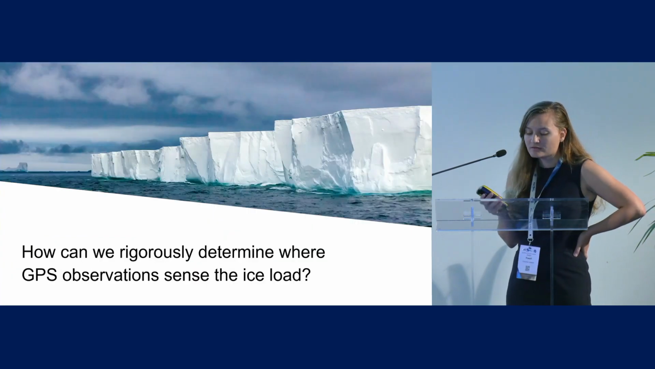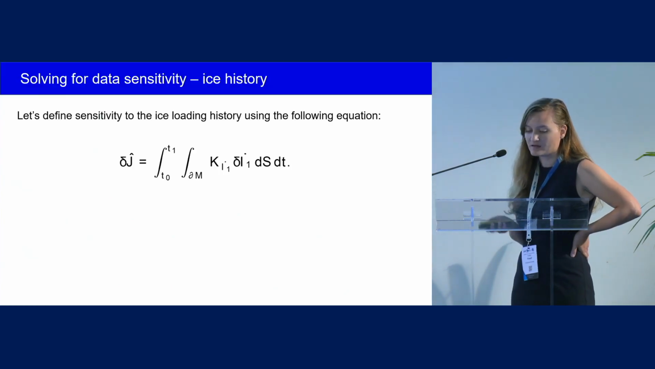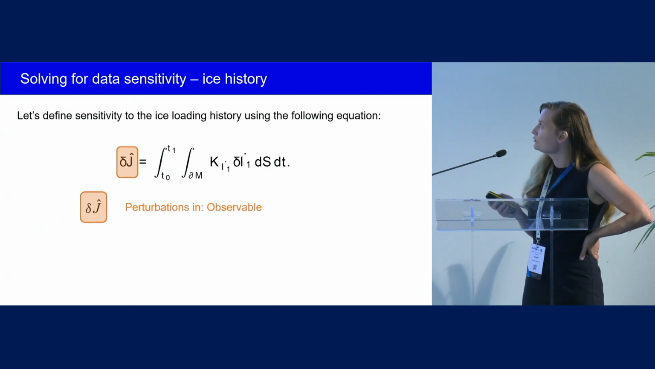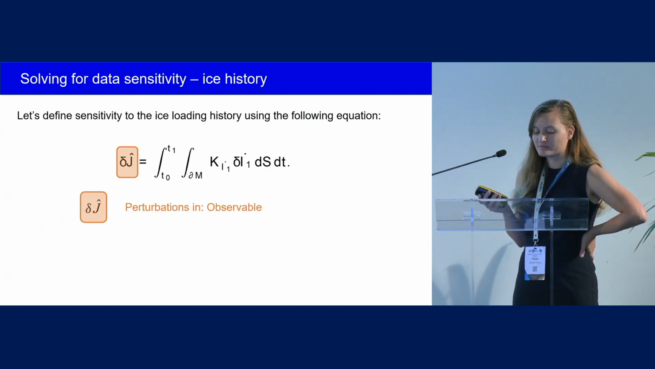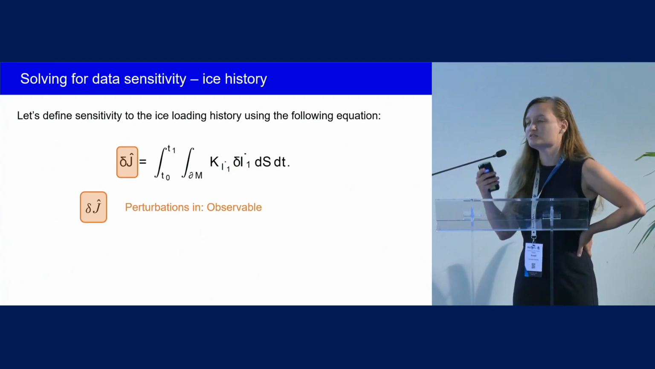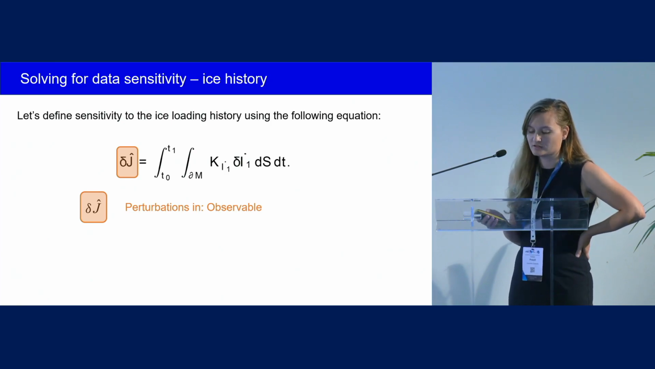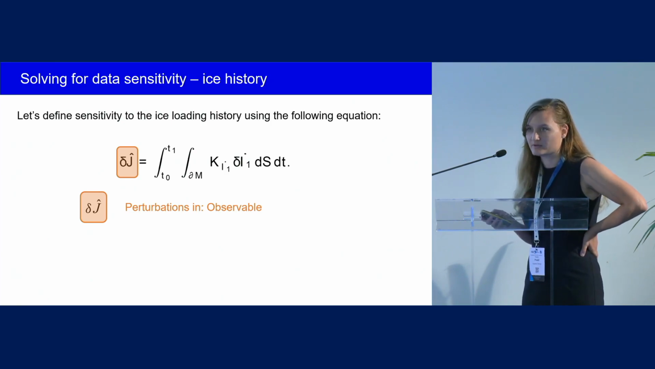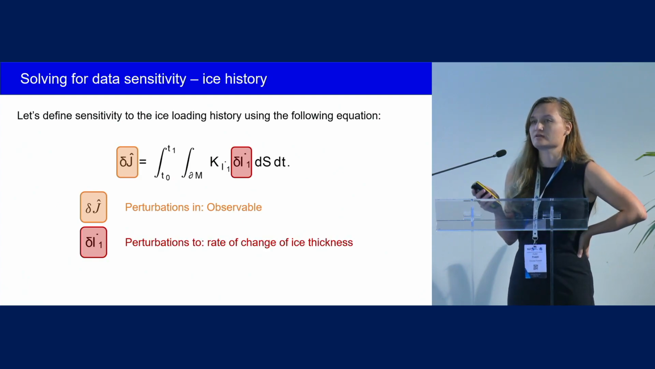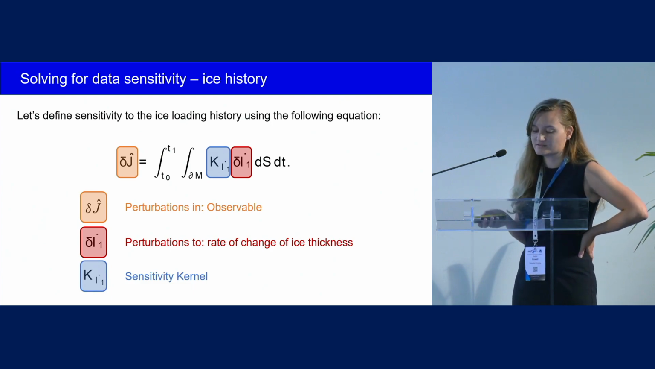Okay, so how can we rigorously determine where GPS observations see the ice load? The answer is with math. I'm going to go through this pretty quickly, but we have this representation of GPS observation sensitivity to ice sheet changes, where we have a perturbation in an observable, in this case uplift rates at a GPS station. We can map perturbations to the rate of change of ice thickness to our observation via what's called the sensitivity kernel.